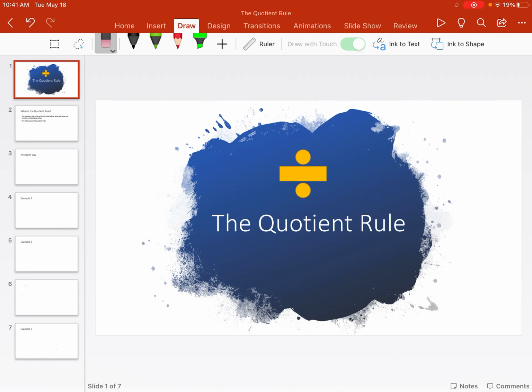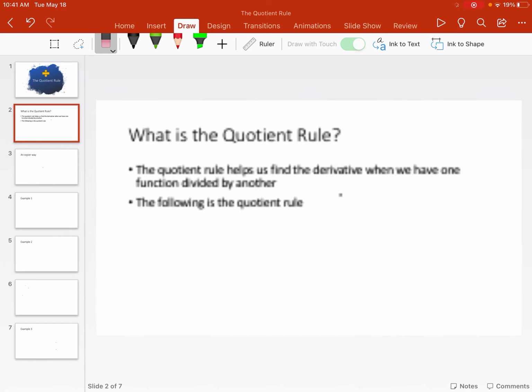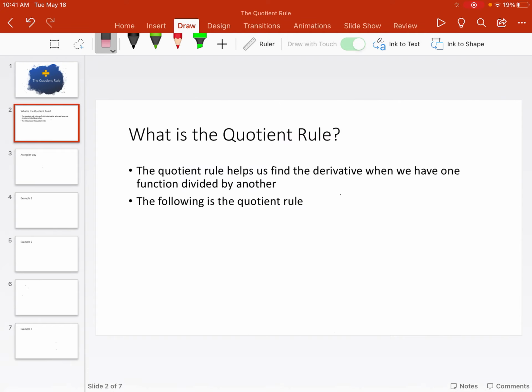I'm going to break it all down, and we're going to do some examples, and we're just going to leave this video knowing the quotient rule like the back of our hand. So let's get started. So what is the quotient rule? Well, the quotient rule is a rule for finding the derivative when we're given a function divided by another function. So what do I mean?